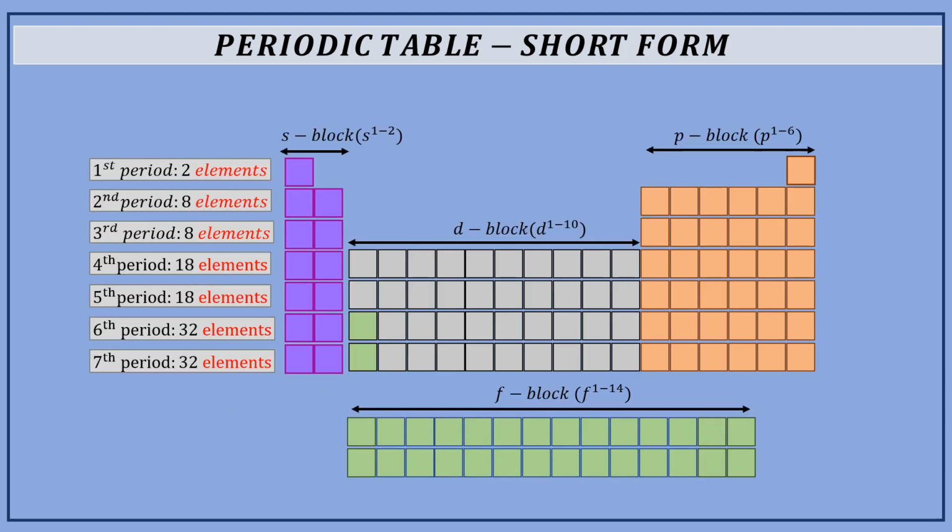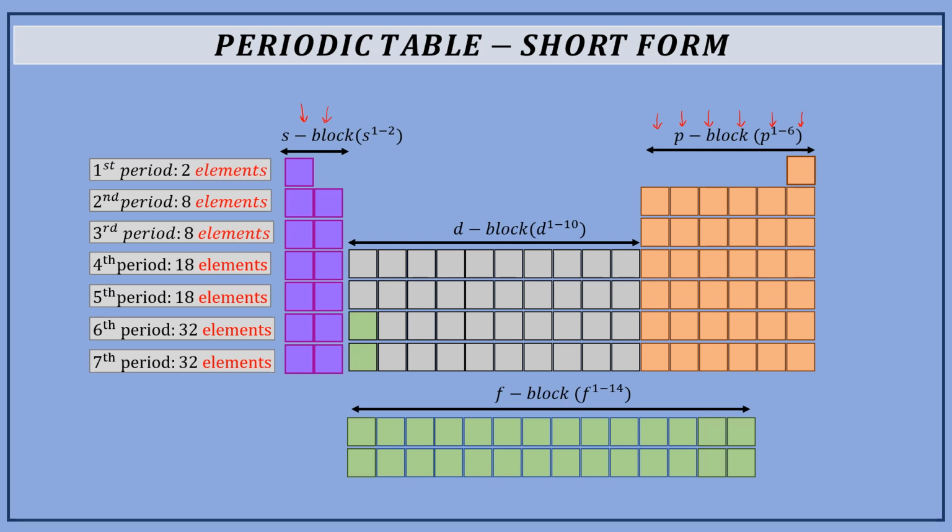So we have just seen that there are 7 rows in the periodic table, and these rows are basically called the periods of the periodic table. Similarly, all these columns right here, if we count, there will be a total of 18 columns, and these columns are called groups in the periodic table. Alright, so the horizontal rows are called periods and the vertical columns are called groups in the periodic table.